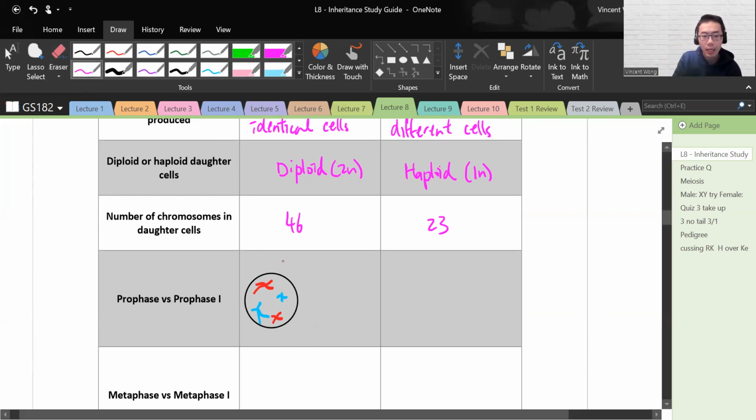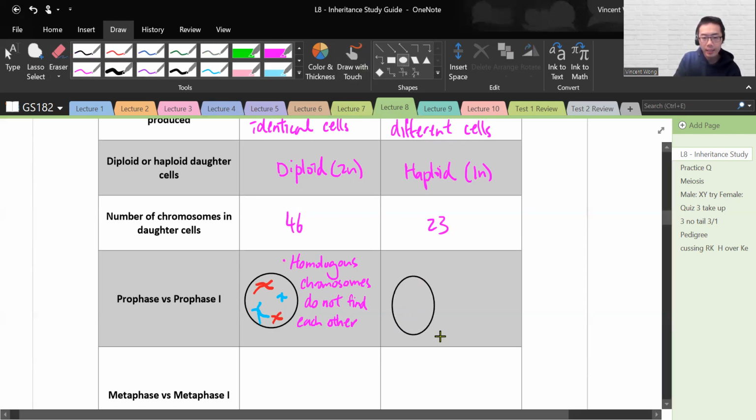Okay, so homologous chromosomes do not find each other. They are just randomly scattered in the cell.